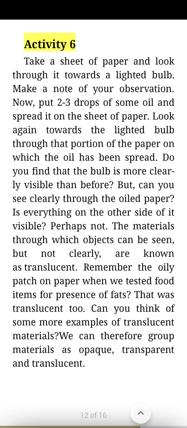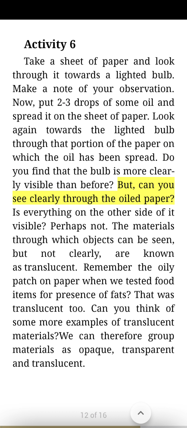Activity 6. Take a sheet of paper and look through it towards a lighted bulb. Make a note of your observation. Now, put 2 to 3 drops of some oil and spread it on the sheet of paper. Look again towards the lighted bulb through that portion of the paper on which the oil has been spread. Do you find that the bulb is more clearly visible than before?